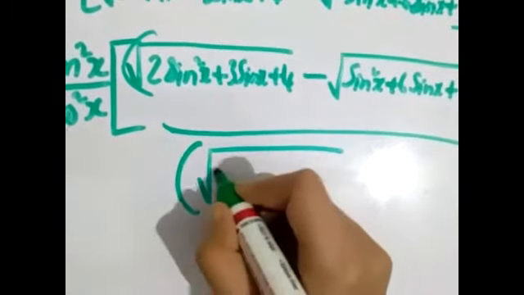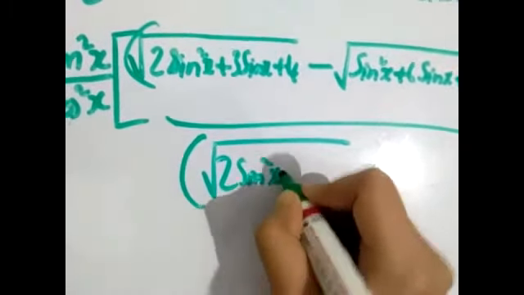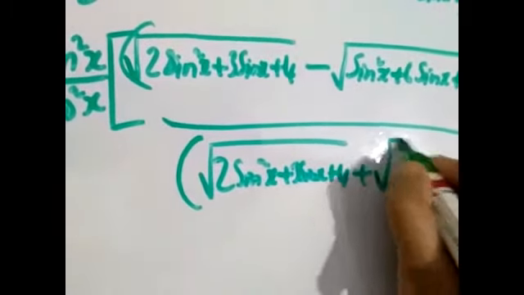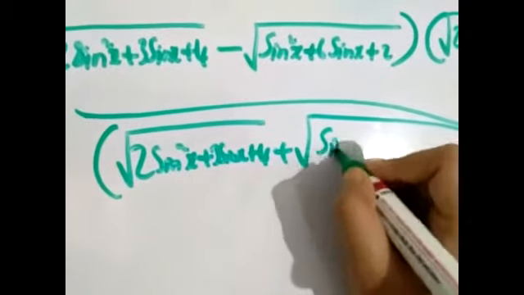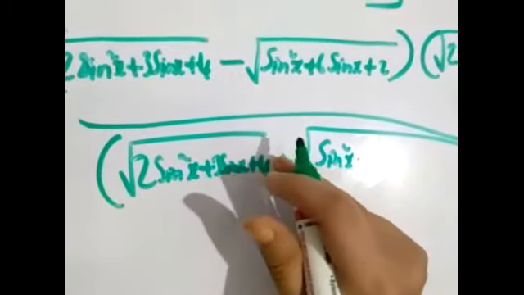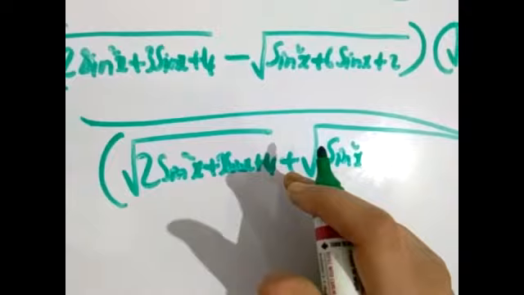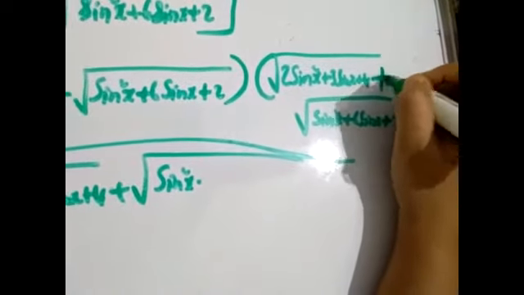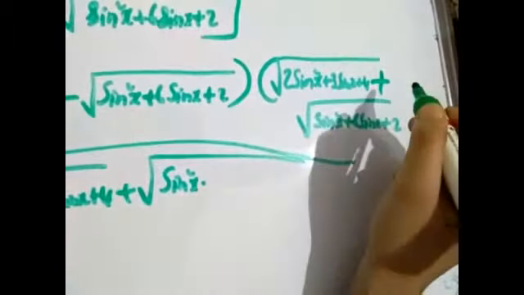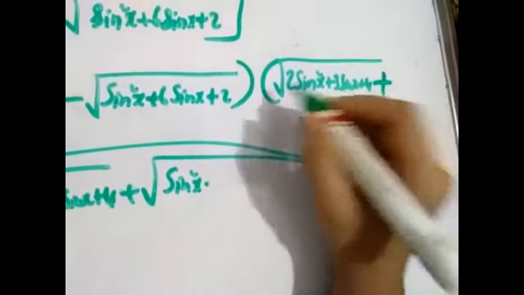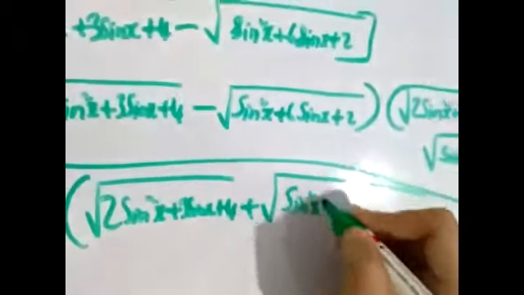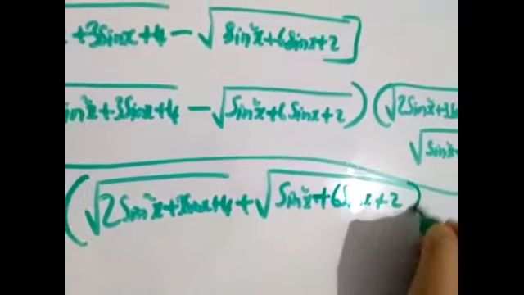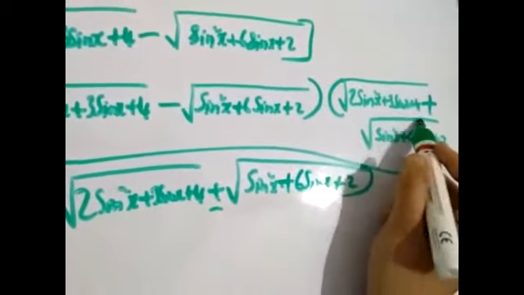So root of 2 sine square x plus 3 sine x plus 4 plus root of sine square x plus 6 sine x plus 2. Here it's plus, okay. Here it's plus. The conjugate I have taken. I have not multiplied it by the numerator. I have multiplied with the conjugate of the numerator. That's why I have a plus over here instead of the minus.